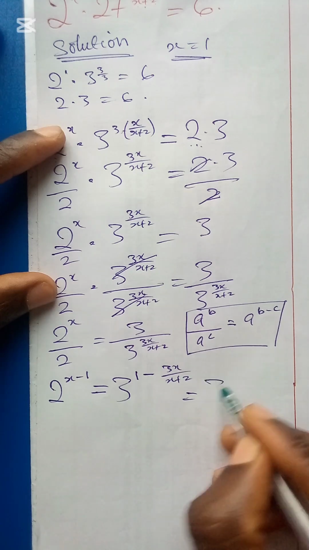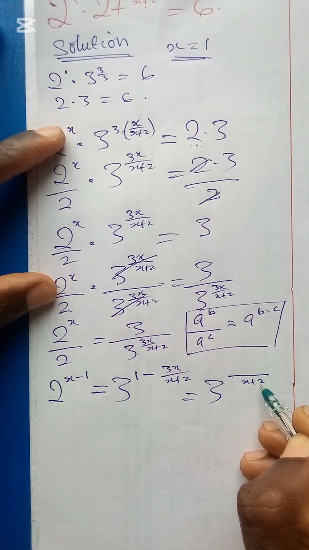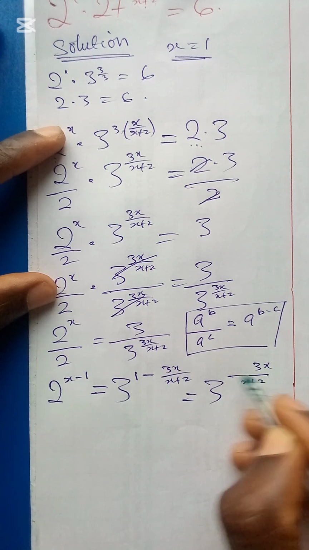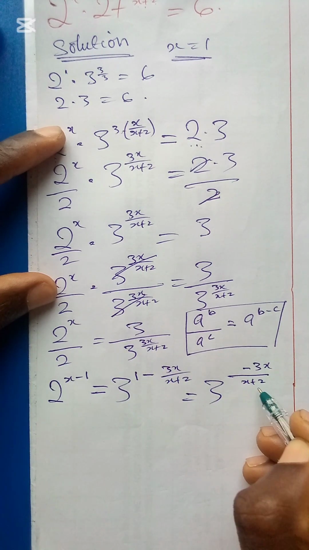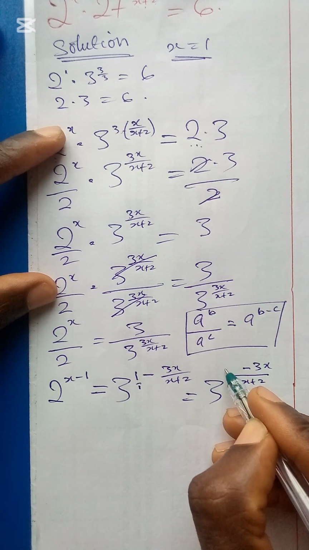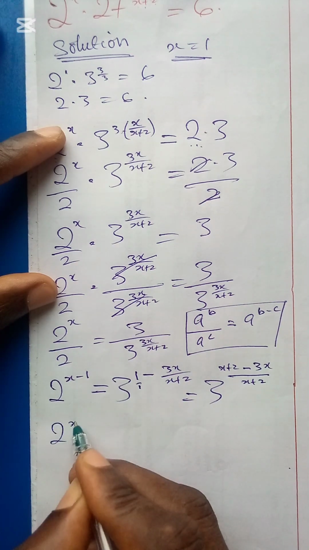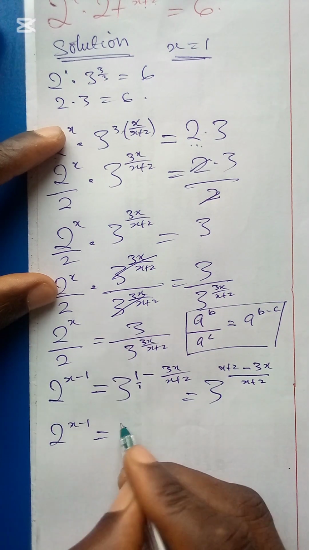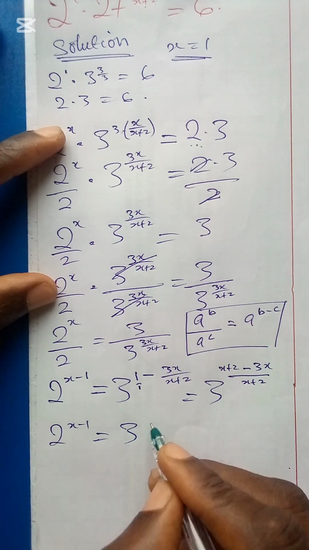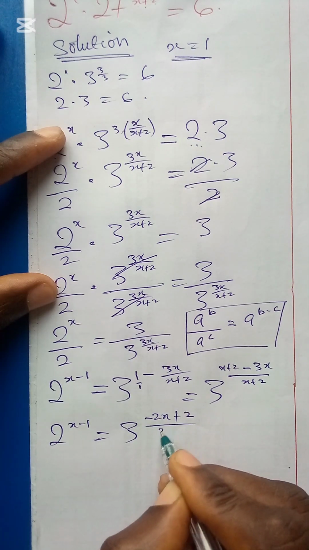That becomes 3 to power, the LCM is x plus 2. x plus 2 divided by x plus 2 is 1. 1 times 3x is 3x. Then this minus x plus 2 divided by 1, we get x plus 2 times 1, we still have x plus 2. So here is now 2 to power x minus 1 is equal to 3 to power 3x minus 3x will give us minus 2x, minus 2x here, then plus 2 all over x plus 2.